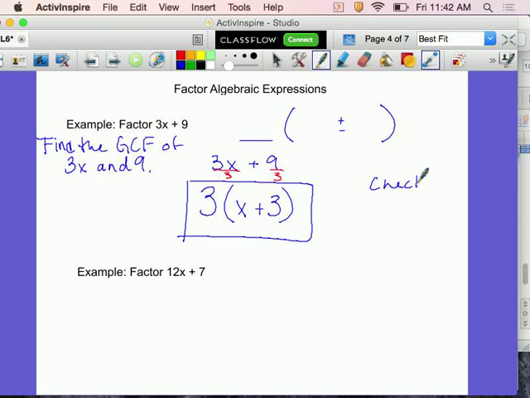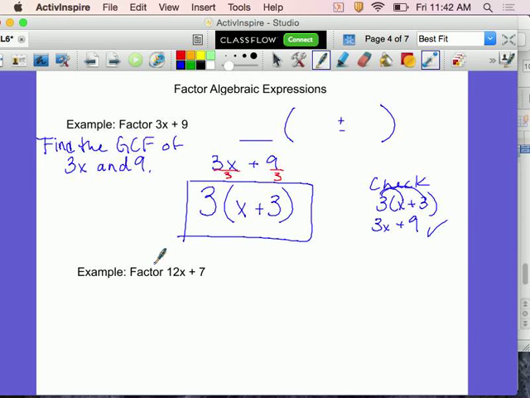So you can always check by saying, okay, 3 times x plus 3. Will that work back up to my answer? 3 times x is 3x, and 3 times 3 is 9. Okay, good, it worked. So they are the same. So we've created equivalent expressions here.